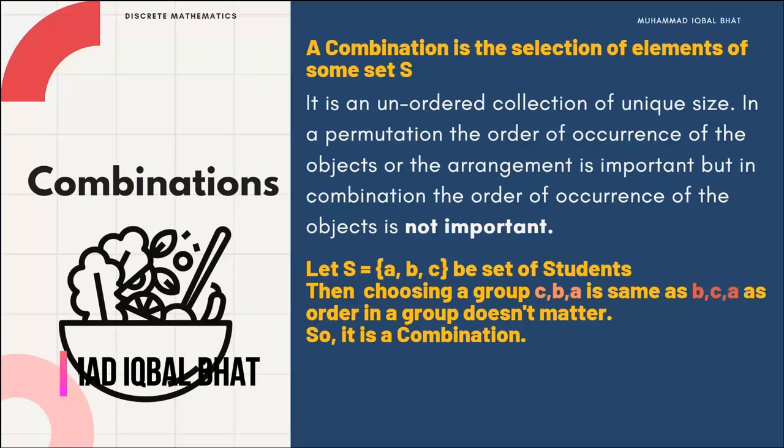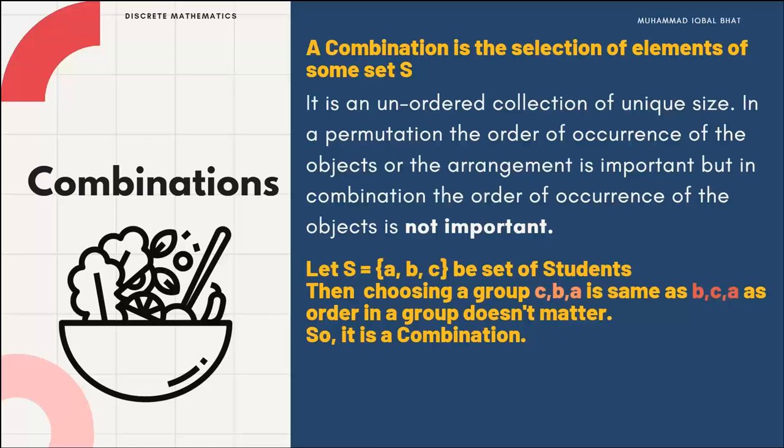Now let us move towards combinations. So combination is the selection of elements from some set S, where while selecting elements we don't consider the order. So it is an unordered collection of unique size. In a permutation, the order of the occurrence of the object or the arrangement is important, but in combination the order of the occurrence of the object is not important. Here we are not concerned with the order.